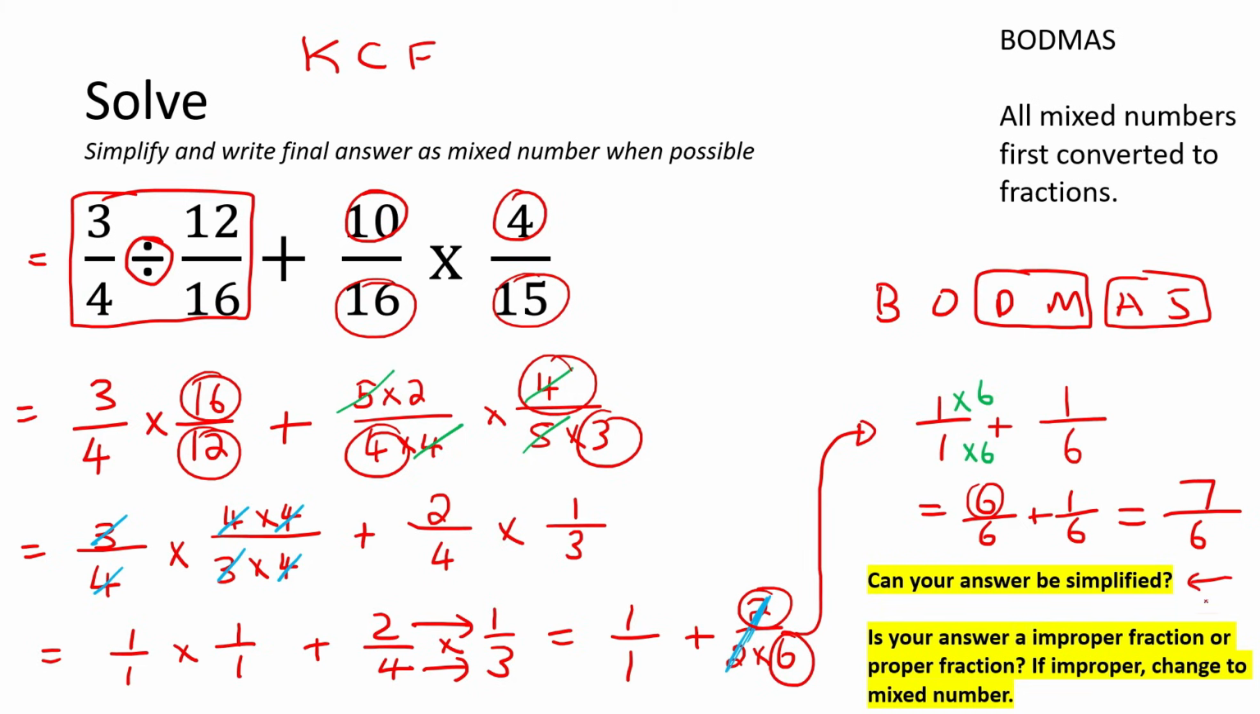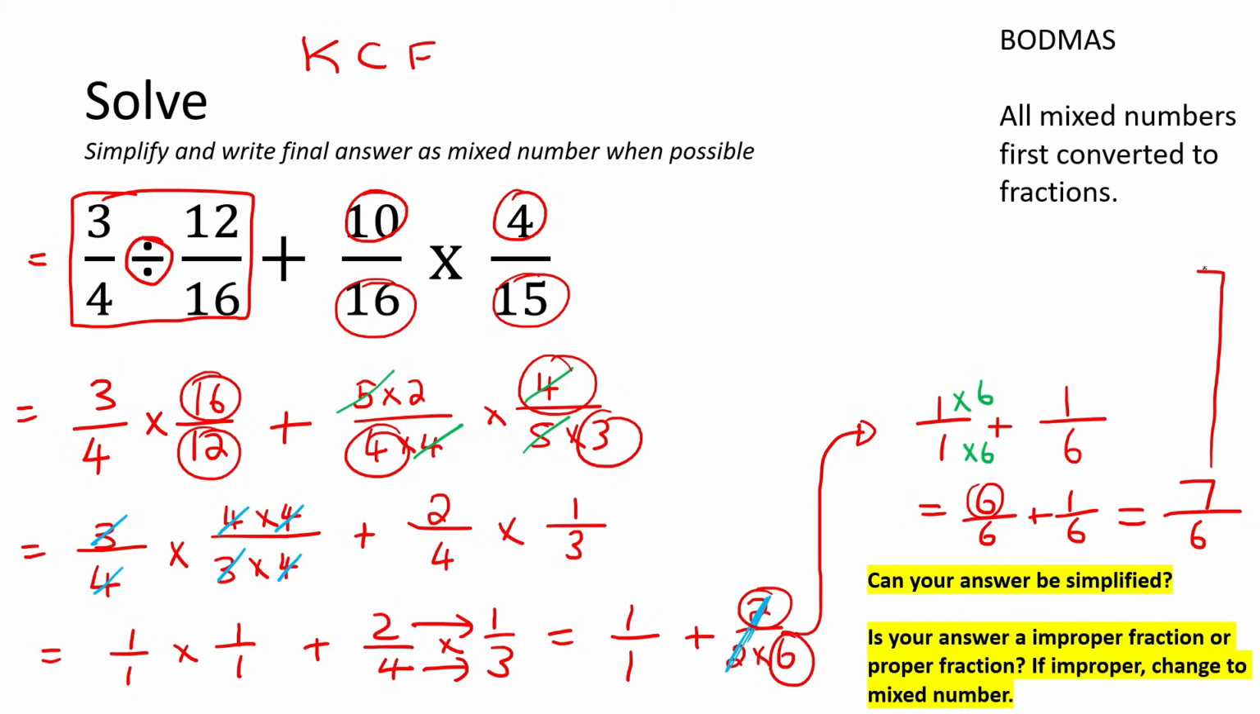Can your answer be simplified? No, it can't. But is your answer improper or proper? This is an improper fraction because the number at the top is bigger. So we can actually write this as a mixed number. And so how many times can the number 6 go into the number 7? Well, that'll only be once. And then there'd be a remainder of 1. And so there is our final answer for this one.